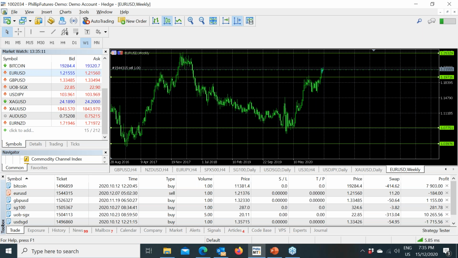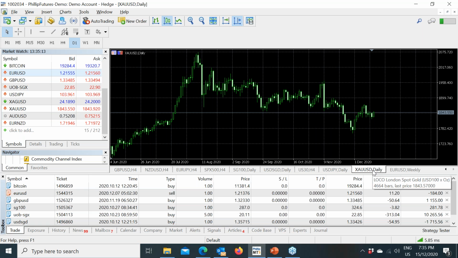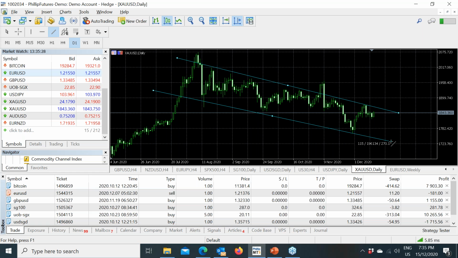The next one, gold, which is the XAU. I can draw very nicely here. This will be the daily chart, so I'll just show you quickly. You draw your upper trend channel, and then you can draw your lower trend channel here. So on the daily chart, you can see the recent price movement in gold.